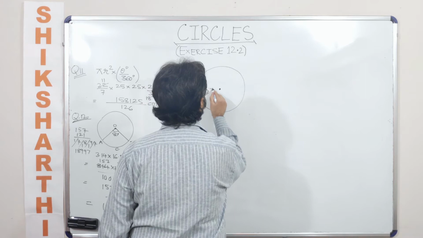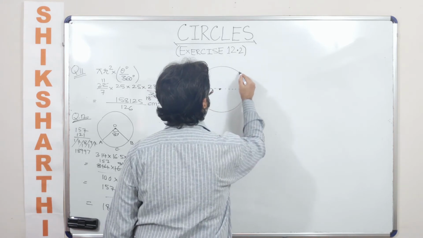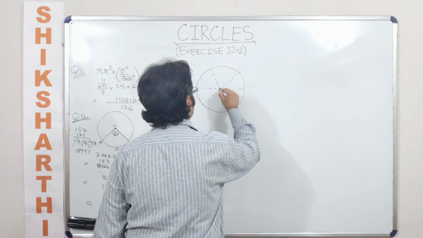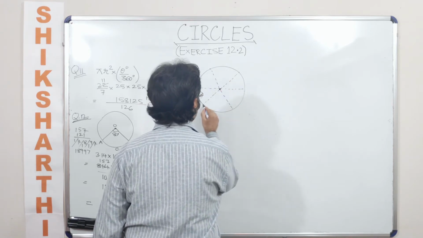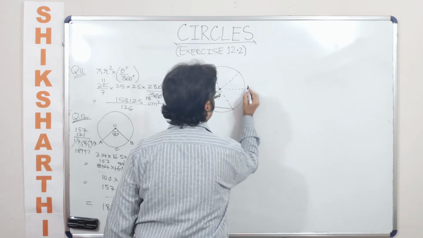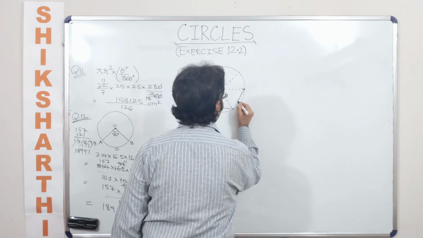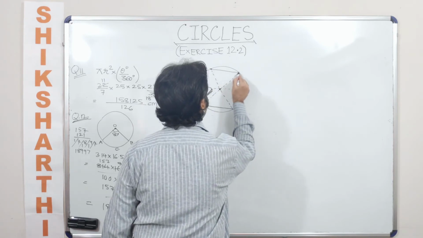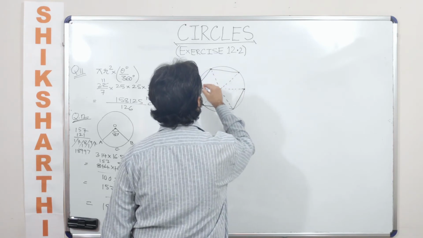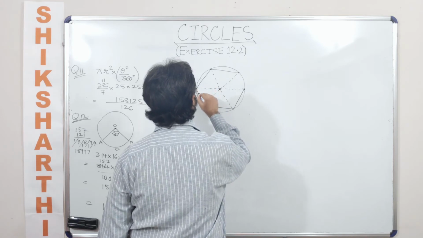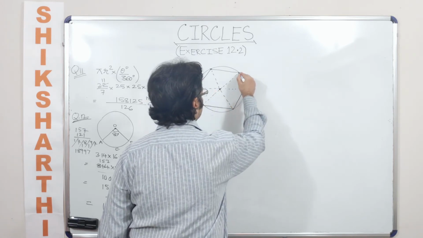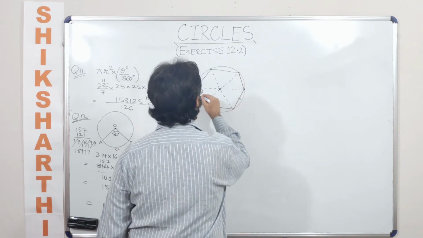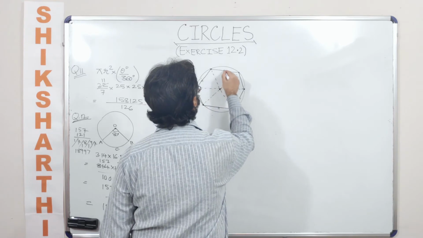So let's do it like this. So what am I doing? I am making a regular hexagon. Now when I am making a regular hexagon, even if you do not know how to calculate the area of a regular hexagon, what is a regular hexagon? A regular hexagon is a polygon which has all the sides equal and all the interior angles equal.